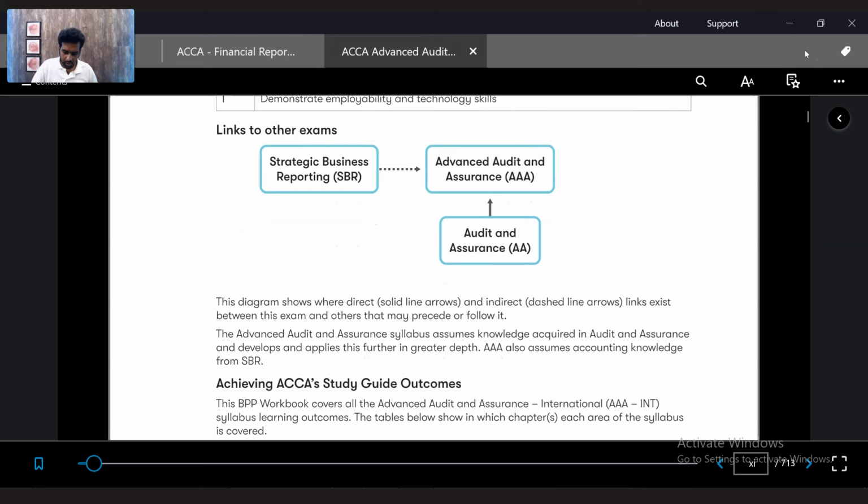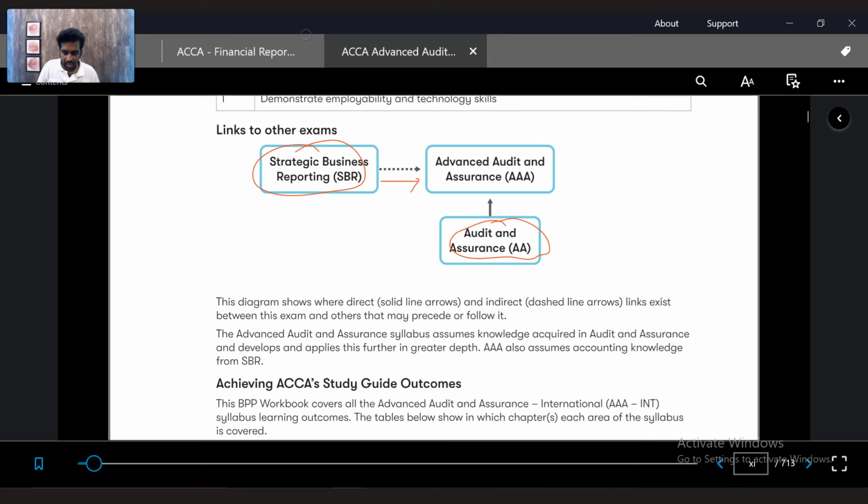Now let's look at the links to other exams for AAA. AAA is linked to 2 exams you have learned in ACCA. One is SBR, Strategic Business Reporting, a professional paper on IFRS standards, accounting, etc. It has an indirect relationship with AAA, because whatever accounting and IFRS knowledge you learn will get tested in AAA. Audit is all about ensuring that the accounting has been done properly and that the IFRS standards have been applied properly by the organization. So AAA tests whether the application of the IFRS standards has been appropriate. Learning the standards and their application is therefore very important.